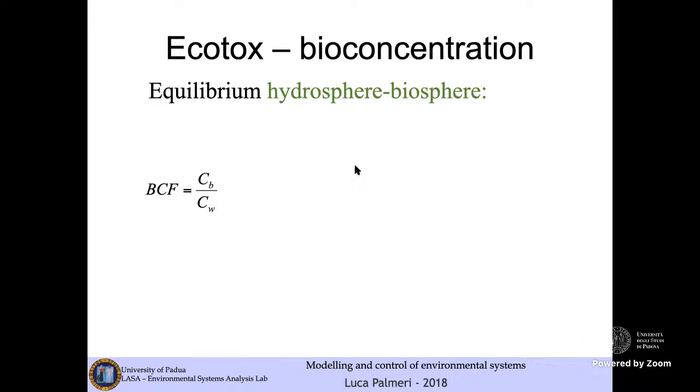Starting from this modeling approach, we may extend our description in order to also evaluate the equilibrium between the other spheres. In particular, the equilibrium between the hydrosphere and the biosphere is modeled through what is called the bioconcentration factor model. What is the bioconcentration? Bioconcentration, BCF, is equal to the ratio between the concentration in the biota and the concentration in water. So this value CB refers to the concentration of a toxic substance in the living organisms, while CW refers to the concentration in the water column.